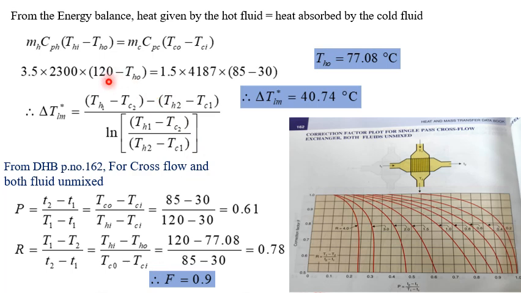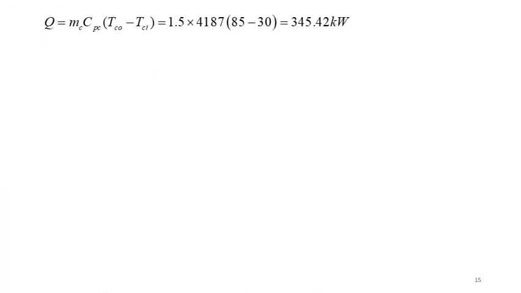so you can calculate Q is equal to U into A into delta TLM. Q you can also calculate. Okay, Q is equal to m_c C_pc into (T_c,out minus T_c,in). Equating all the values, you can find the unknown value of U. Then Q is equal to m_c C_pc into (T_c,out minus T_c,in), which is equal to 1.5 into 4187 into (85 minus 30). So you will get 345.42 kilowatt.